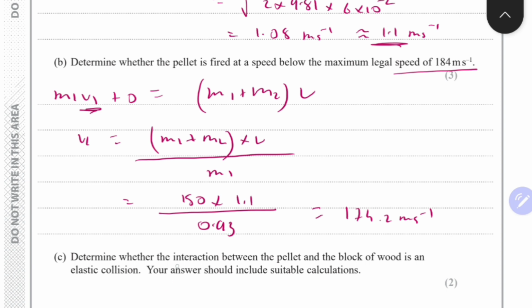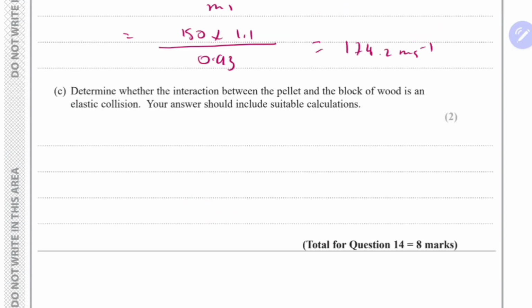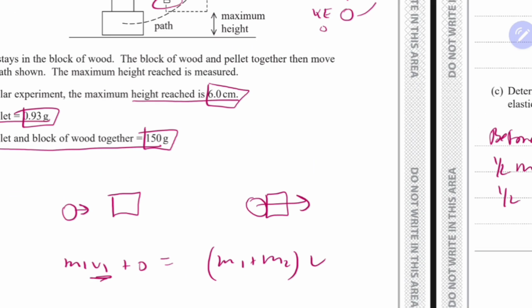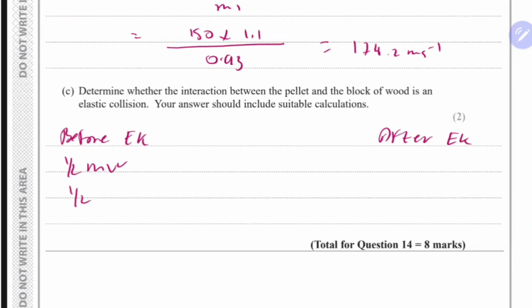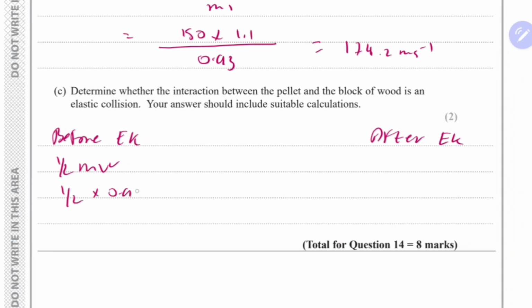Number C. Determine whether the interaction between the pellet and the block of wood is an elastic collision. Your answer should include suitable calculation. We just have to find the before EK and after EK, and see whether they match, whether they are equal with each other or not. If they are equal with each other, they're elastic. If they are not, they're inelastic. Before it was this, so we're going to use this mass, and we need to convert it into kg.